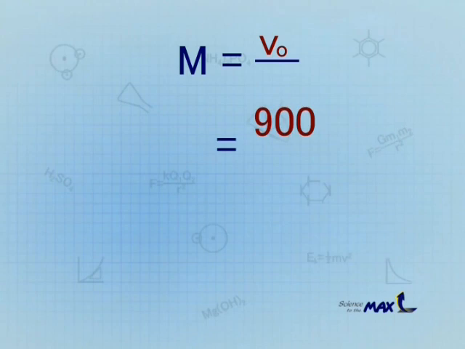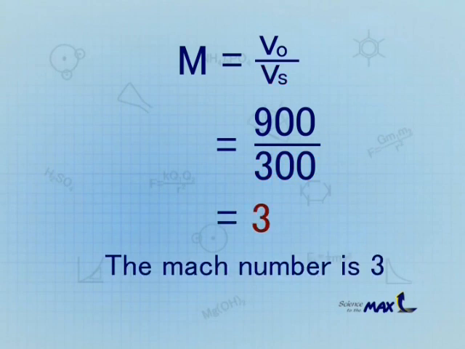We know that the speed of the jet, v0, is 900 meters per second, and the speed of sound, vs, is 300 meters per second. After substituting into the equation, we see that the jet has a Mach number of 3. Notice that Mach number has no unit.